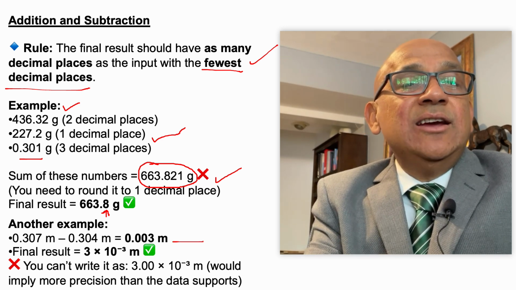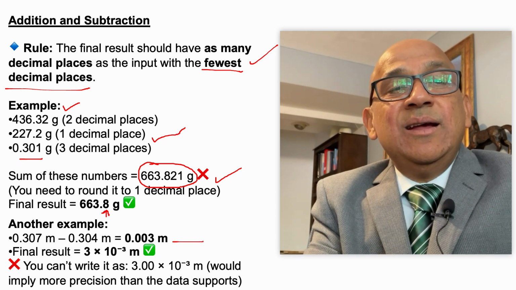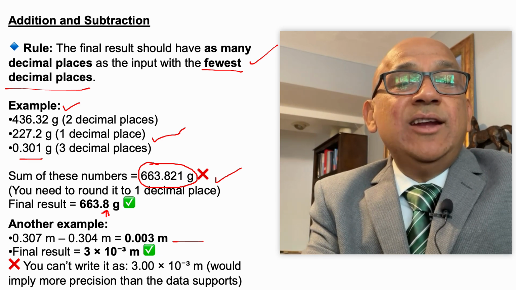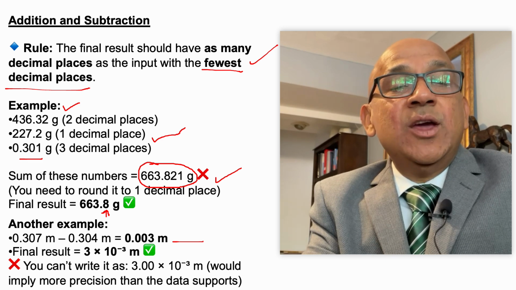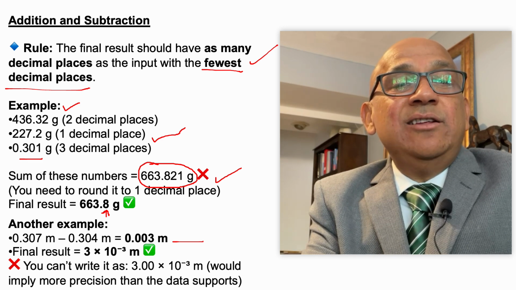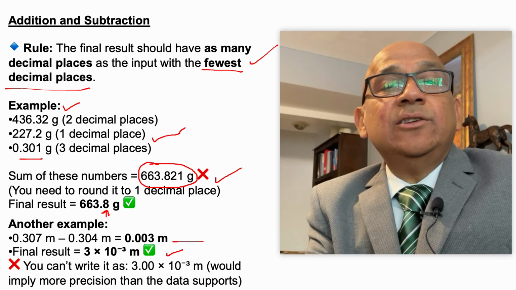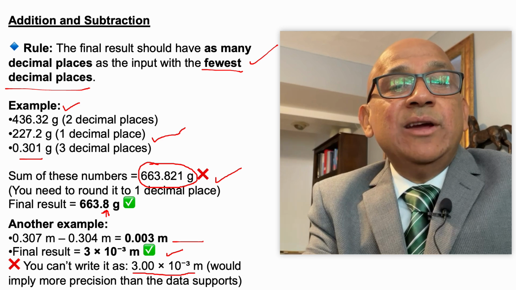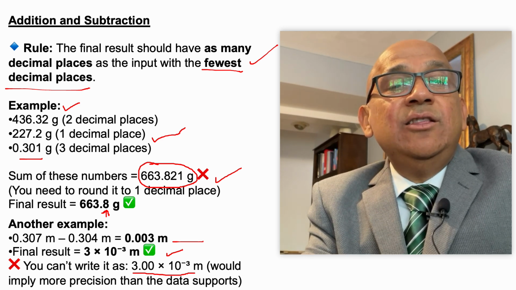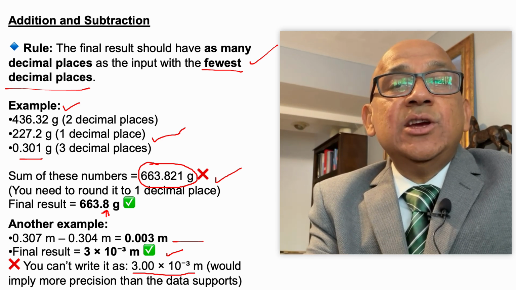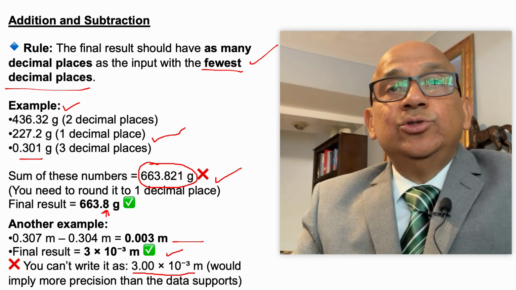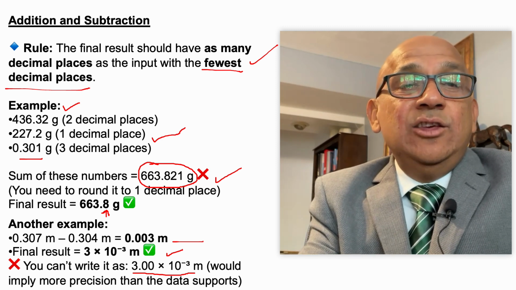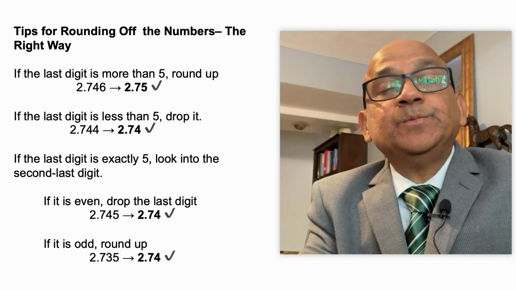Let us look into another example, which is about subtraction. If you are subtracting 0.304 from 0.307, your number should be 0.003 meters. You can also write the final result as 3 into 10 to the power minus 3 meter. But you cannot write it as 3.00 into 10 to the power minus 3 meter, because if you write it this way, it would imply more precision than the data supports. Your experiment is not that accurate.